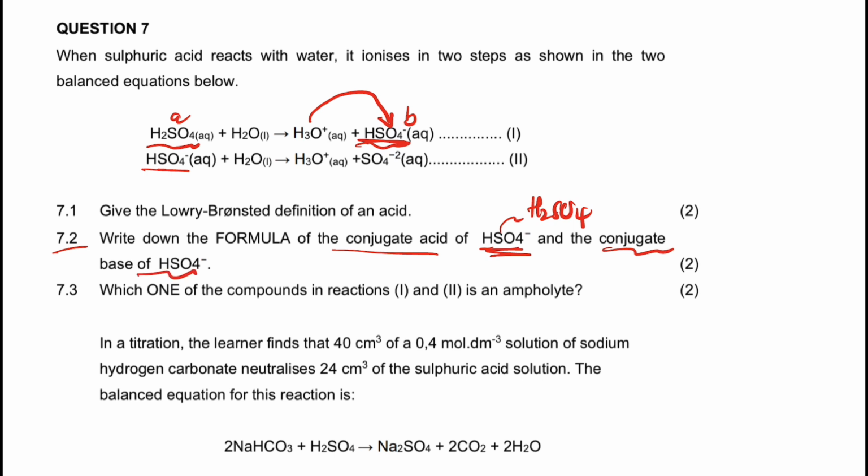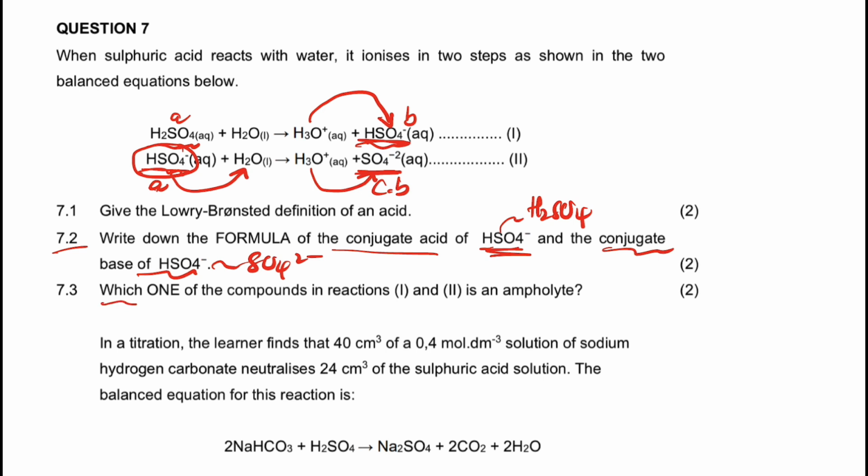So guys, if you're looking at this, now what is happening here? This one is donating a proton, so that means it's an acid and this is a base. So the conjugate base for that. If this one accepts a proton and then becomes that, so this is an acid and this is a conjugate what? Base. So the answer here is SO4 2 minus. I hope I make sense for that.